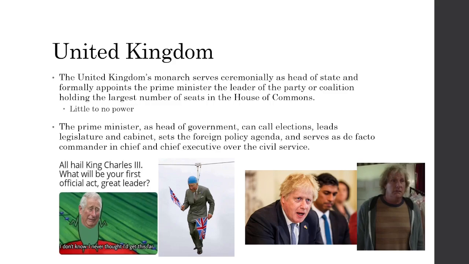The prime minister is the head of government. They do all the dirty work. They can call elections, lead legislature and the cabinet. They set the foreign policy agenda, and they serve as a de facto commander-in-chief. So essentially, the UK's monarch is the commander-in-chief, but they aren't really the commander-in-chief. The prime minister does all that. They're also the chief executive over the civil service. Look how much fun Charlie has.